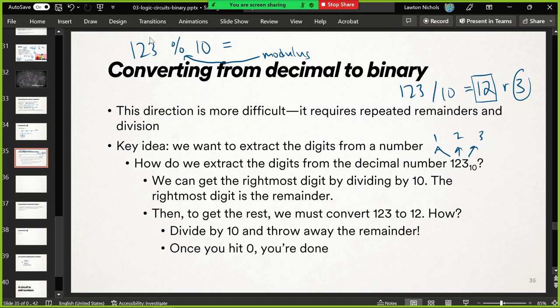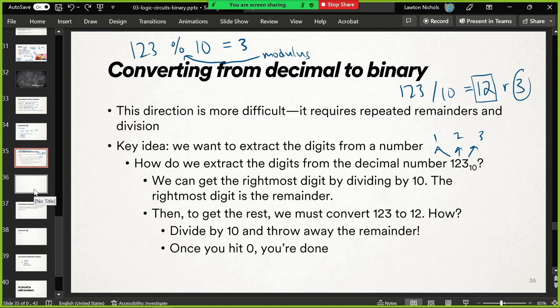So 123 modulus 10, I'll say mod 10 for short. 123 mod 10 would give me back my 3. It gives me the remainder after dividing by 10. Okay, that's the percent operation. So with the percent operation and the division operation that throws away the remainder, we will be able to extract the digits of any number.